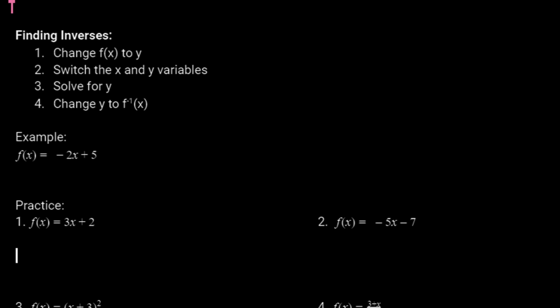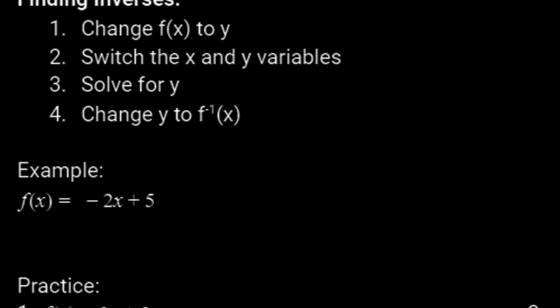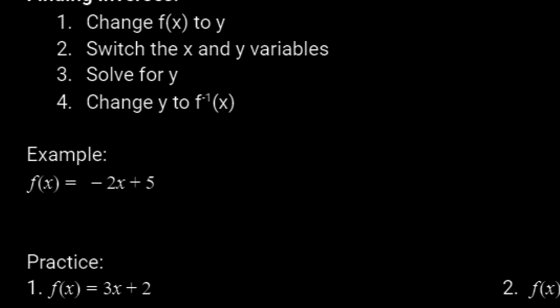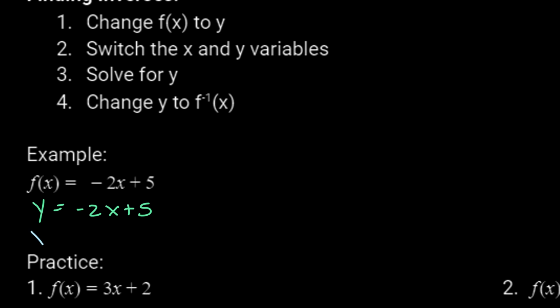So here, our first step is to change f of x to y, because we are dealing with y's, and it just makes things easier. So instead of f of x, I'm going to write y equals negative 2x plus 5. And the second step is to switch your x and y's, just like we did for the points. So instead of y equals, it's now going to be x equals negative 2 times y plus 5.